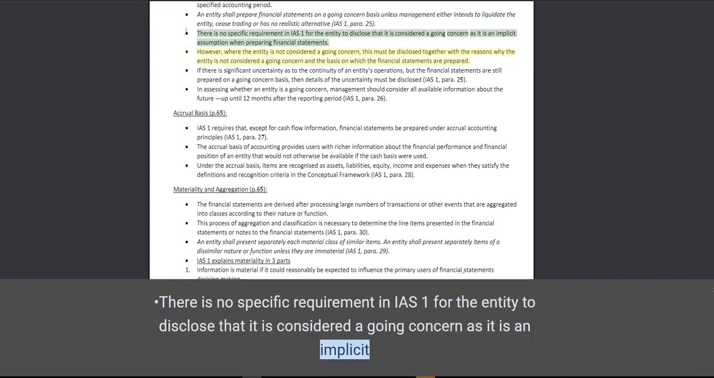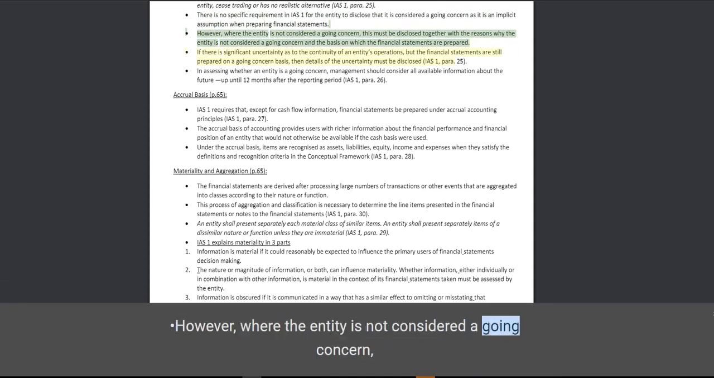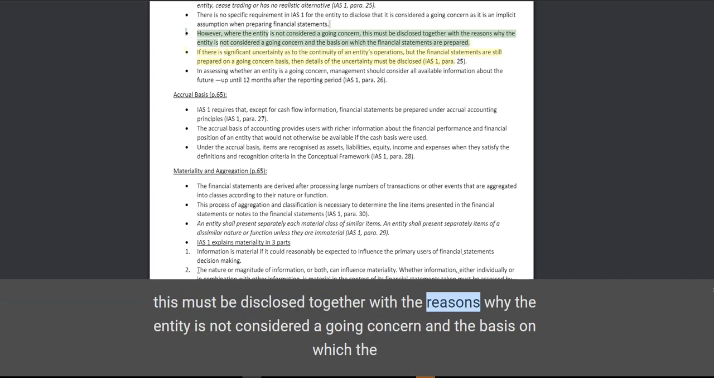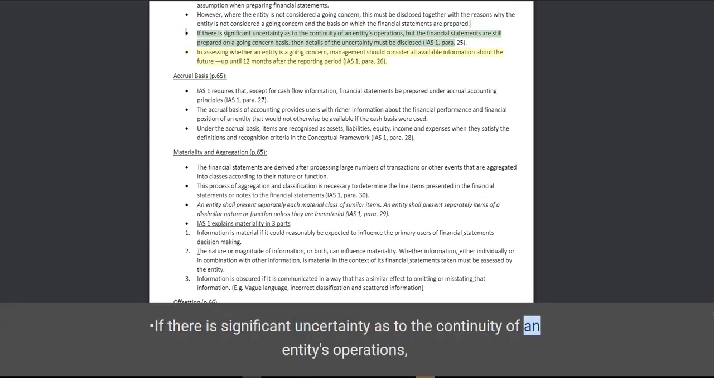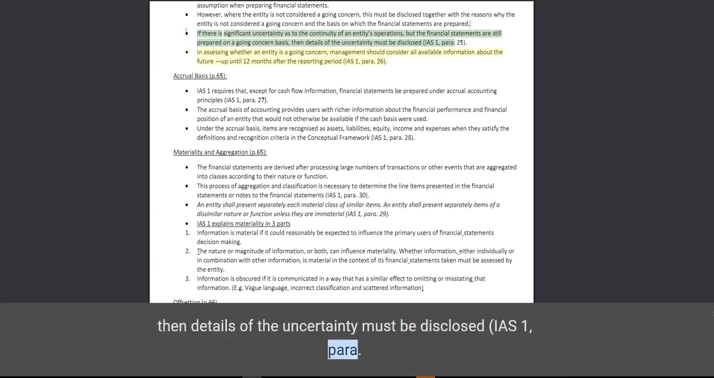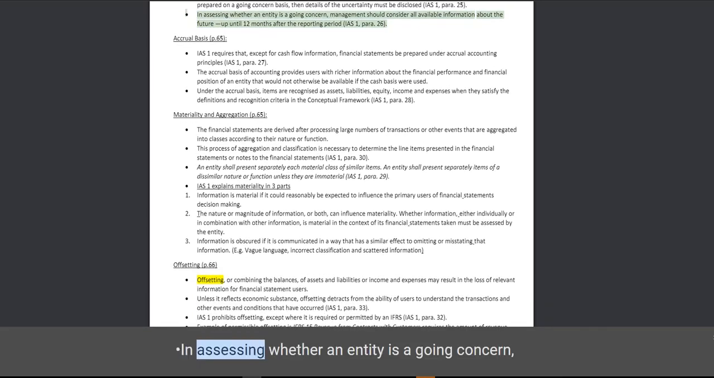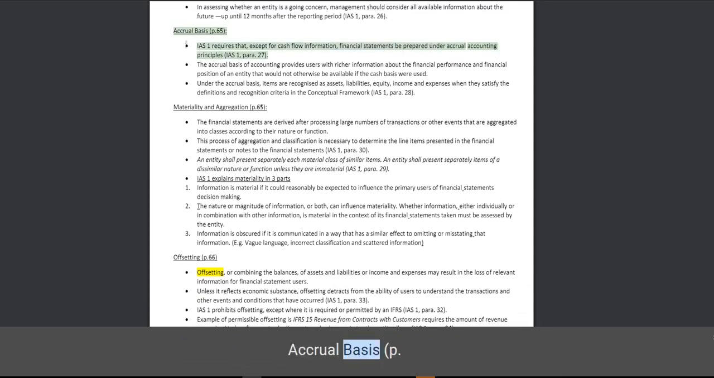There is no specific requirement in IAS 1 for the entity to disclose that it is considered a going concern, as it is an implicit assumption when preparing financial statements. However, where the entity is not considered a going concern, this must be disclosed together with the reasons why the entity is not considered a going concern and the basis on which the financial statements are prepared. If there is significant uncertainty as to the continuity of an entity's operations, but the financial statements are still prepared on a going concern basis, then details of the uncertainty must be disclosed. IAS 1, para. 25. In assessing whether an entity is a going concern, management should consider all available information about the future, up until 12 months after the reporting period. IAS 1, para. 26.